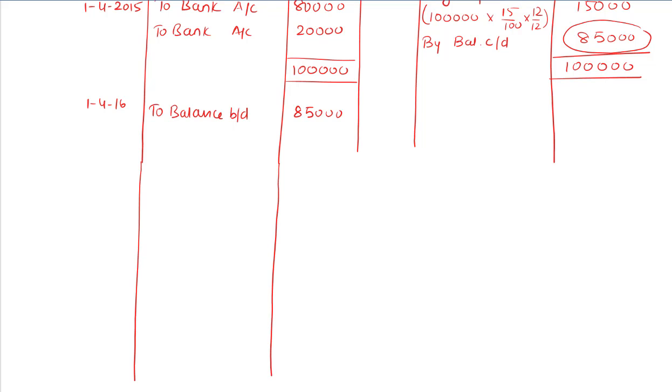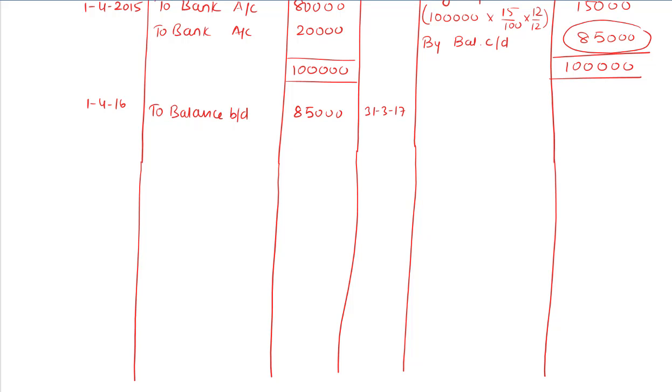Let us stretch these lines. Now again we need to charge depreciation. 31st of March 2017, by depreciation. It is SLM, so it would be 1 lakh at 15% for the whole year. This would be 15,000.